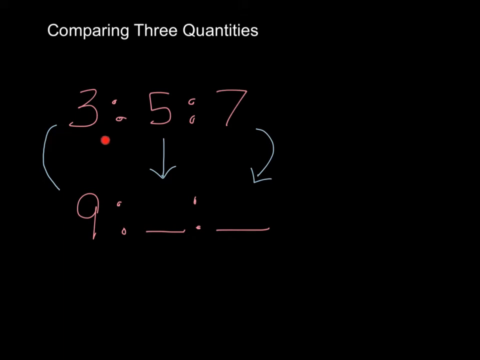Again, if the number we know is smaller than this number, then the one we know here has to be smaller than this one. So I first find out 3, and I'm going down this time, and going down is multiplying. So these are each going to be multiplied by something, and they have to be multiplied by the same thing. So 3 to 9 is times 3. So I've got to take 5 times 3 and 7 times 3. So 15 and 21 are my missing terms.